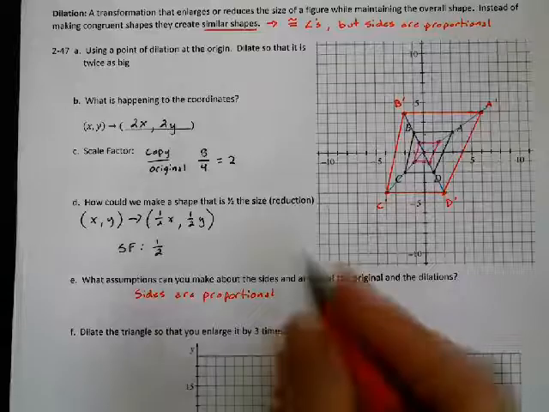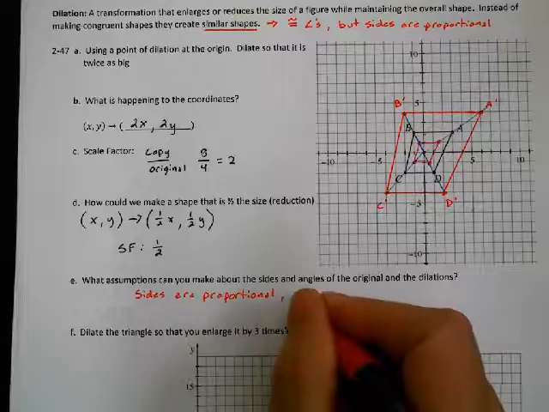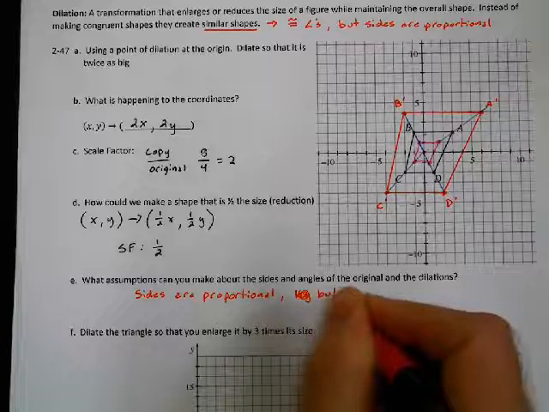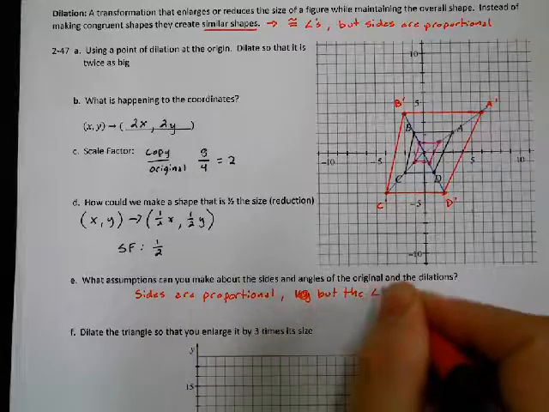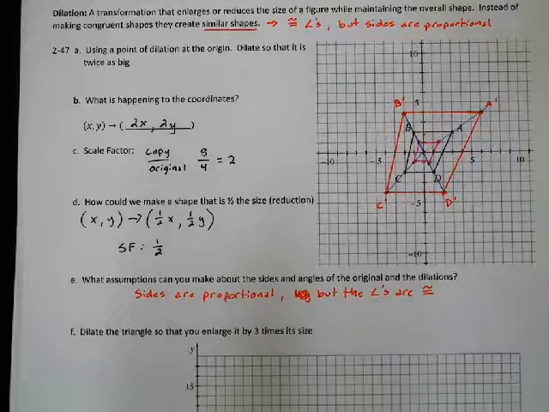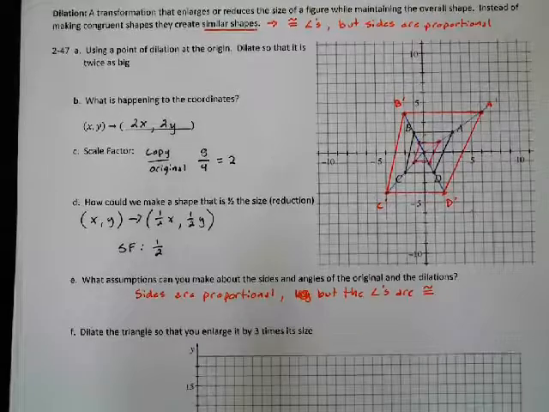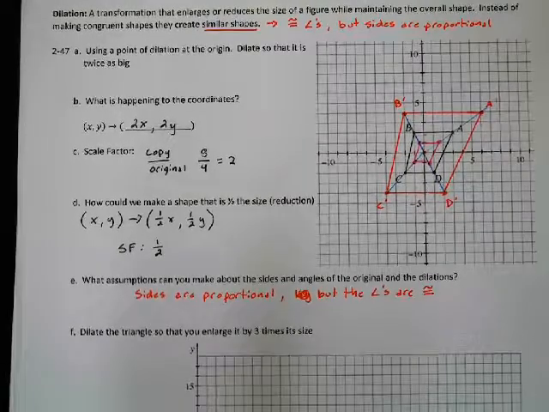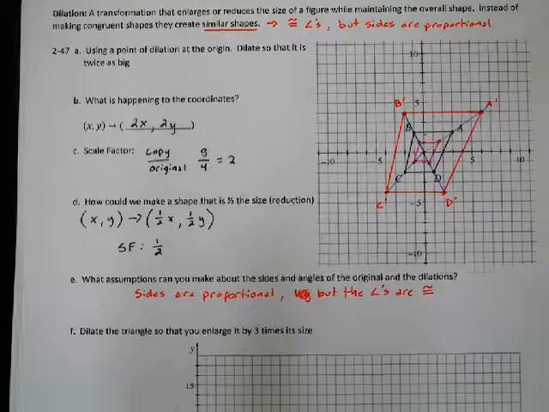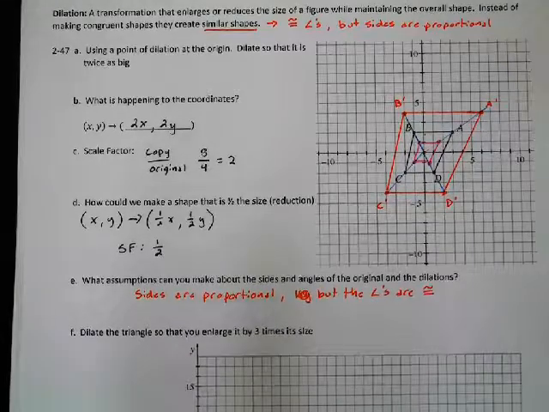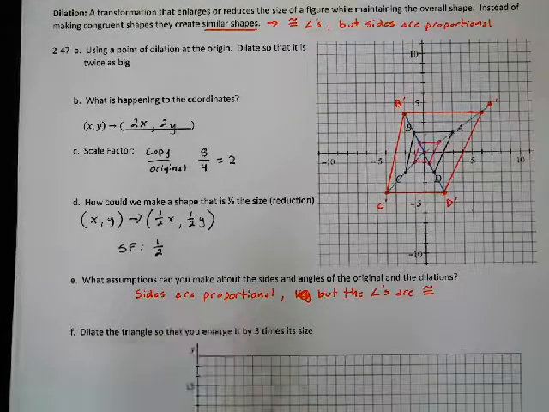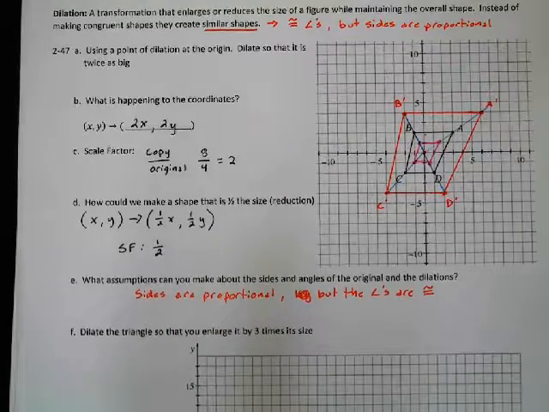So the sides are proportional, but the angles are staying congruent. And this is why angle, angle, angle did not work when we were doing triangle congruence. Angle, angle, angle doesn't work because it makes similar shapes instead of congruent shapes. See how all the angles are congruent, but not necessarily the sides? So angle, angle, angle makes similar shapes instead of congruent ones.